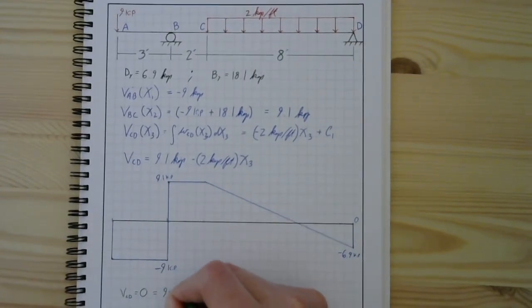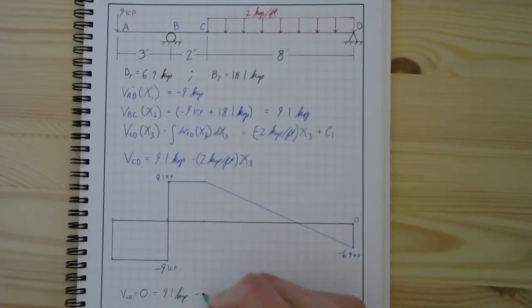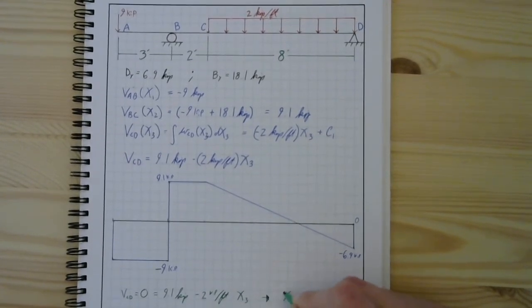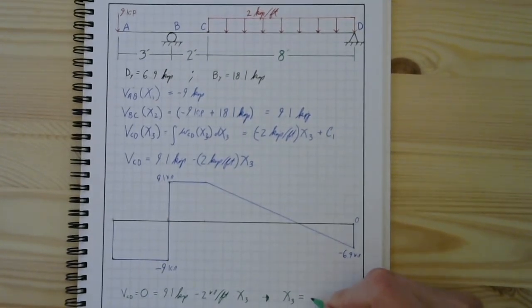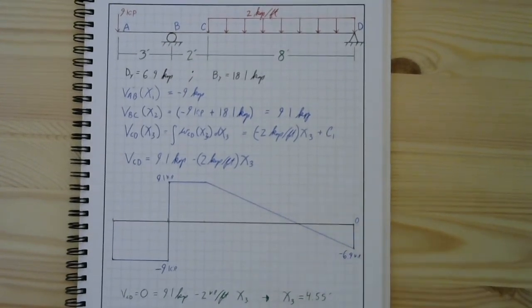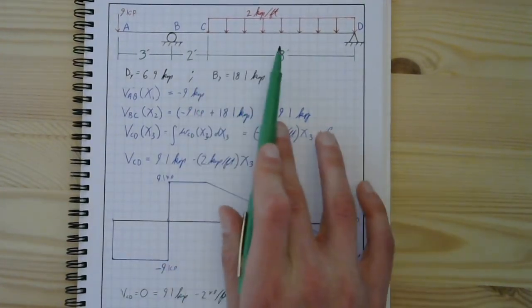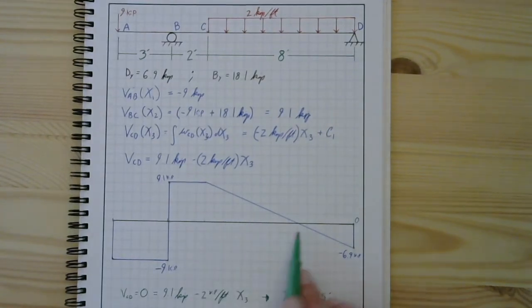It equals 9.1 kips minus 2 kips per foot times x3. That's going to give us that x3 has to equal 4.55. Now, remember that x3 is measured from C. Okay, so that's 4.55 feet.